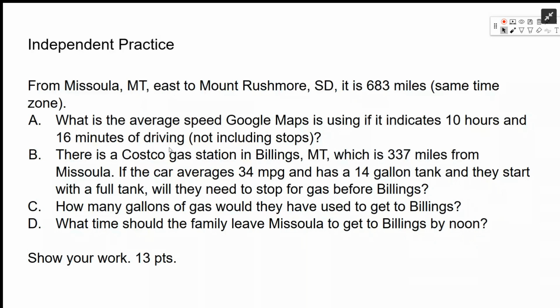B, there is a Costco gas station in Billings, Montana, which is 337 miles from Missoula. If the car averages 34 miles per gallon and has a 14-gallon tank, and they start with a full tank, will they need to stop for gas before Billings? Next part, C, how many gallons of gas would they have used to get to Billings? Last part, D, what time should the family leave Missoula to get to Billings by noon? So again, I recommend pausing the video and working through each of these steps, and then resuming the video to check your answers. So show your work and let's see how you did.